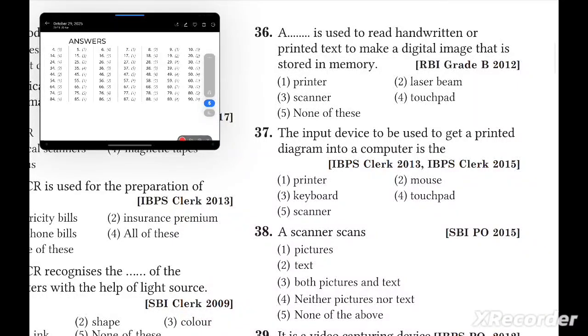Next question. A dash is used to read handwritten or printed text to make a digital image that is stored in memory. First, printer. Second, laser beam. Third, scanner. Fourth, touchpad. Fifth, none of these. The correct answer is third, scanner.